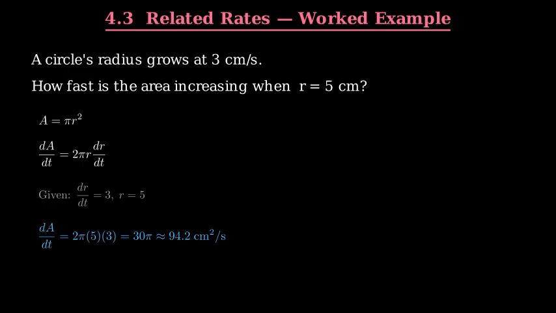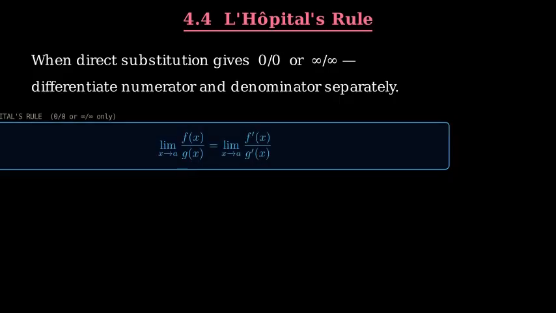First derivative test. For each critical point c, check the sign of f prime on both sides. If f prime changes from negative to positive, there is a local minimum at c. If f prime changes from positive to negative, there is a local maximum at c. If f prime does not change sign, there is neither a maximum nor a minimum. Also, f prime greater than 0 means f is increasing. f prime less than 0 means f is decreasing.